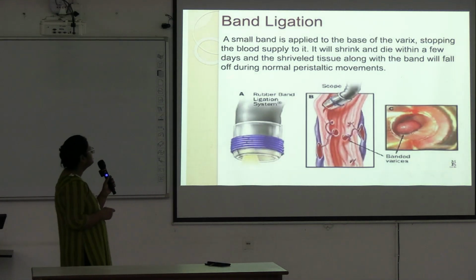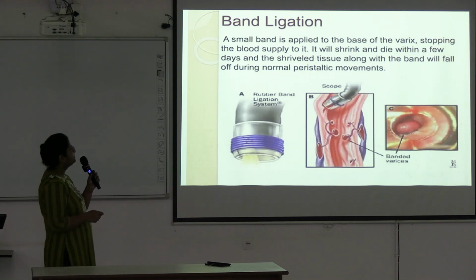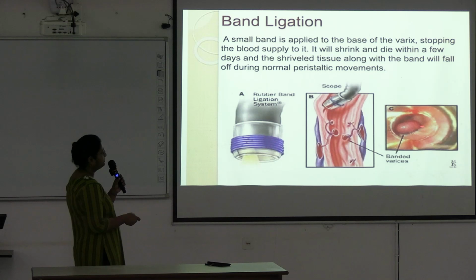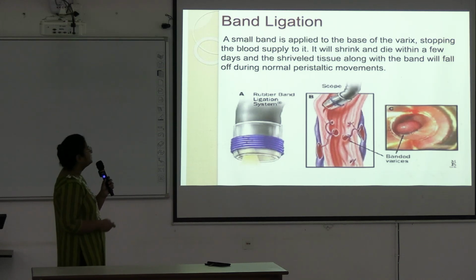Next. So in band ligation, a small band is applied to the base of the varix, stopping the blood supply to the varix, and it will shrink and die within a few days, and the shriveled tissue along with the band will fall off during normal peristaltic movements. So here the banded varix has been shown. Here the band has been put. So blood supply will stop and it will gradually shrink.